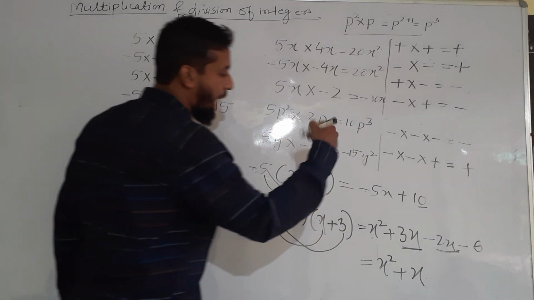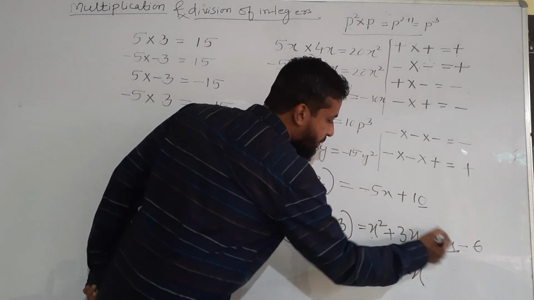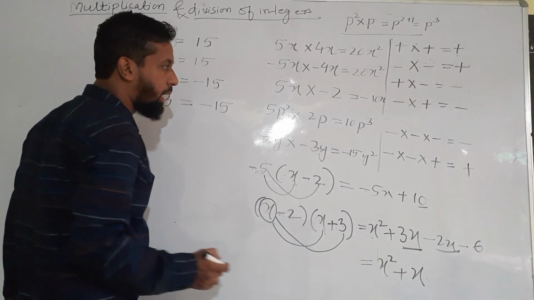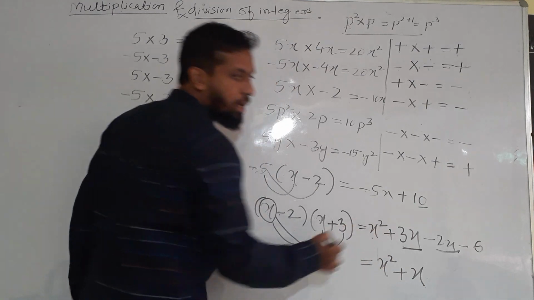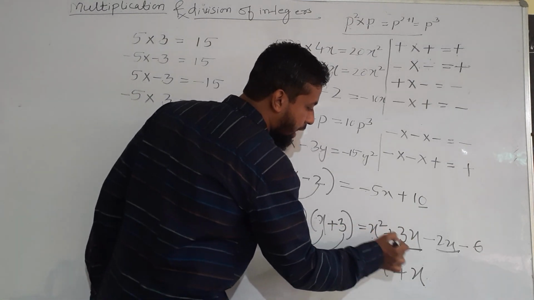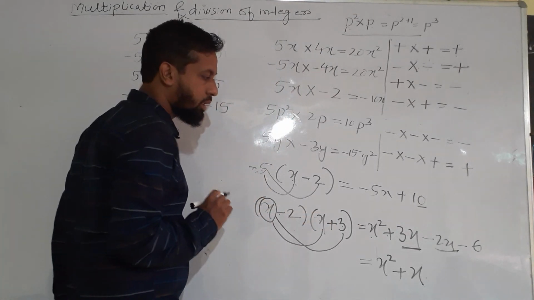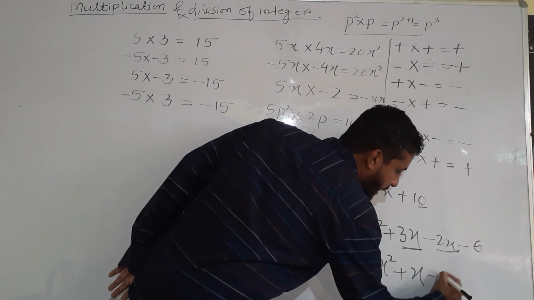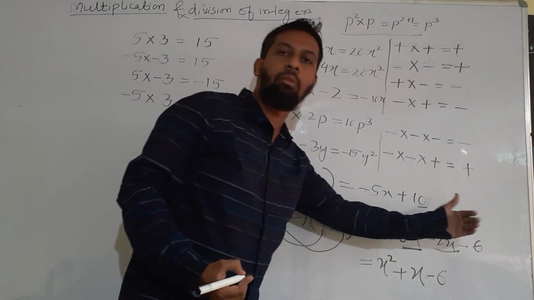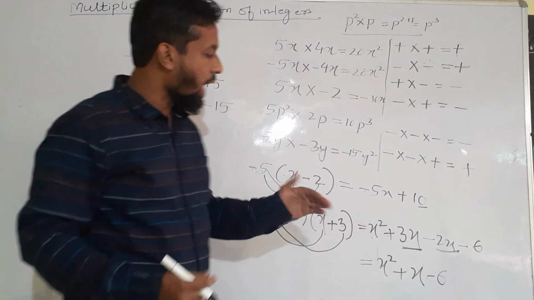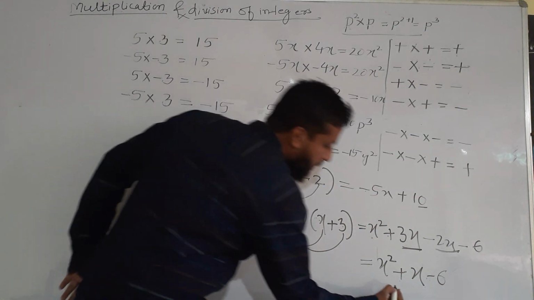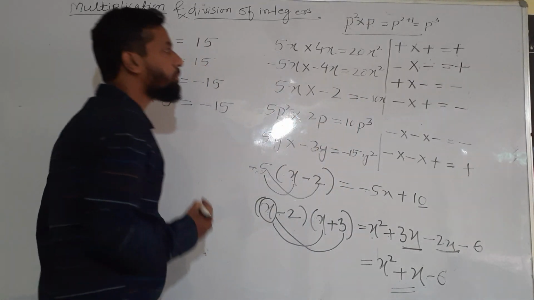As I told you in my last video, when you subtract, that time you have to see sign of the bigger number. Here bigger number is plus. Okay, the greater number is in plus, so sign will be plus x. And this minus 6 will be as it is, because we don't have another term of constant. If we have, we will solve. If we don't have, it will be as it is. This will be the result.